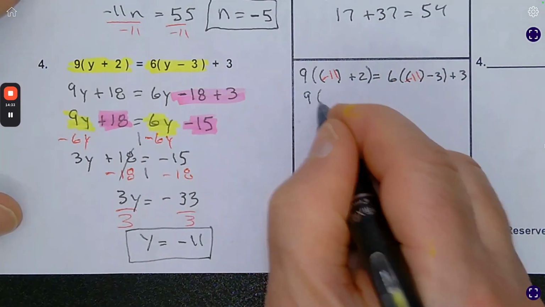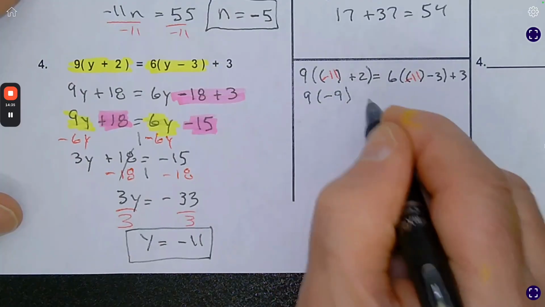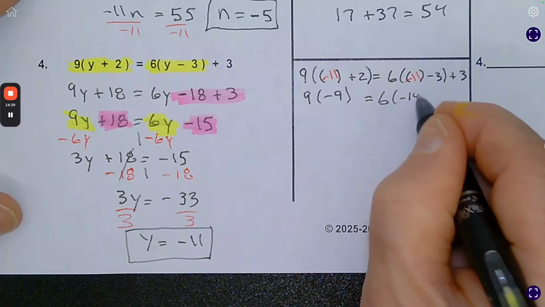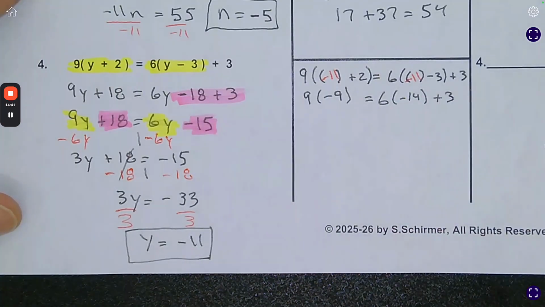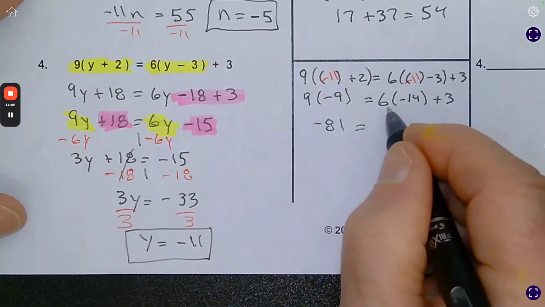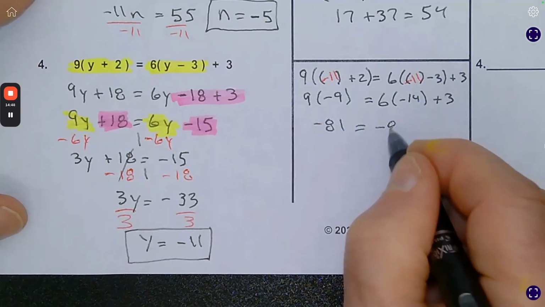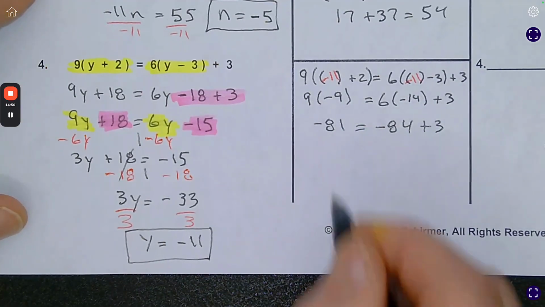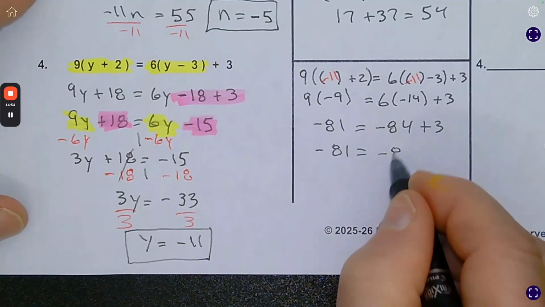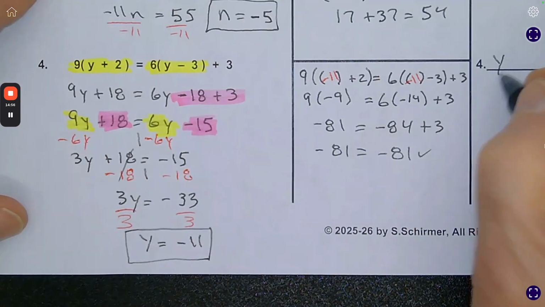So 9 times negative 9 is equal to, now I add these up, negative 14 plus 3. That gives me negative 81. Is equal to, that's negative 84. Plus 3, negative 81 equals negative 81. Let's go. It worked.